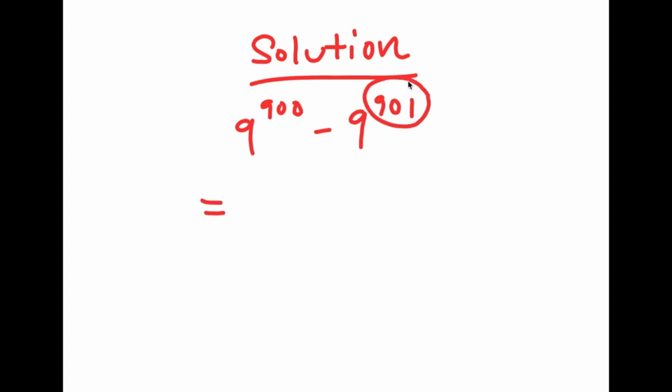as, I can rewrite 901 as 900 plus 1. So this is the same thing as 9 to the power of 900 minus 9 to the power of 900 plus 1.